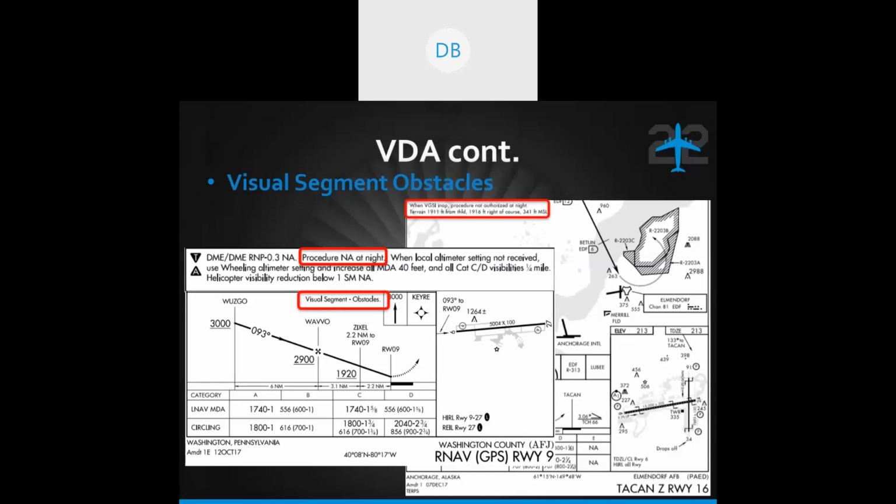Another category that you might see is this approach plate off the right at Elmendorf. It says when your VGSI is inop, procedure not authorized at night. So this one actually gives you a VDA, a published VDA, which you can use, but they've determined that the obstacle is serious enough that at night, if you don't see it, because you won't be able to see it at night, you have to have proper vertical guidance to actually descend. So hence the why the VGSI is required when at night.